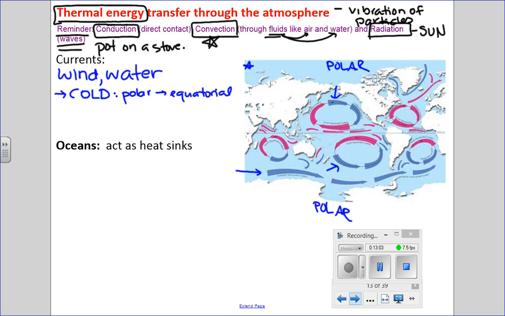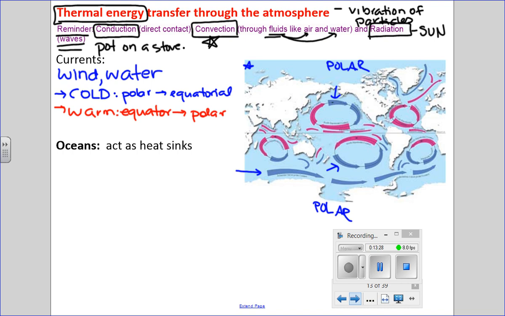And then warm currents are generally going the other way. They're going from somewhere near the equator towards somewhere that is polar. Now, is that 100% the truth? No, that's just the overall pattern that we see.